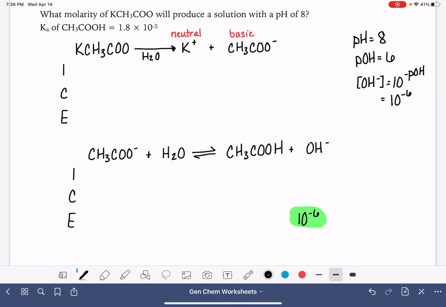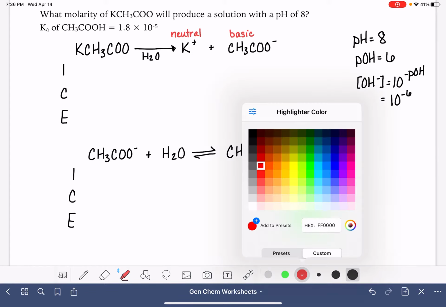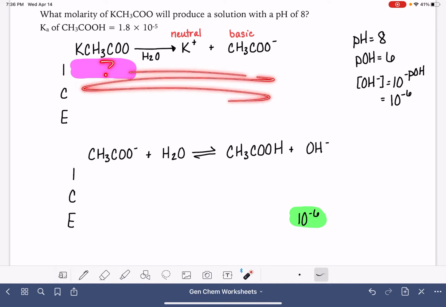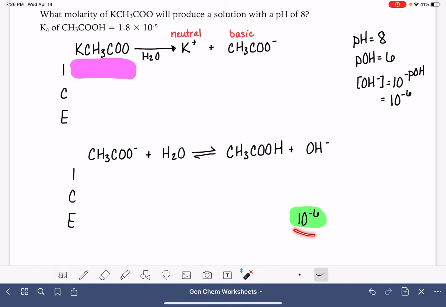Okay, so let's keep our eye on the prize and remember what it is that we're trying to do here. We are trying to determine the initial molarity up here of this solution. What number do we need to put here that after we do all of our ice table business is going to give us 10 to the negative 6 down here on the bottom? So I'm going to begin by calling this Y. I don't want to call it X because we have a purpose for X in our ice tables. It means something. So I'm going to use a different variable. I'm going to call this Y.